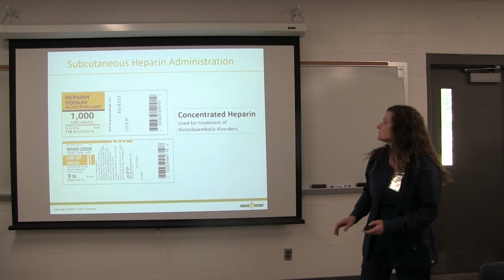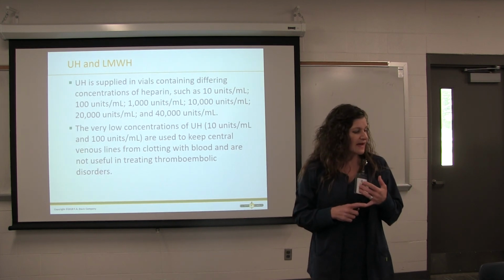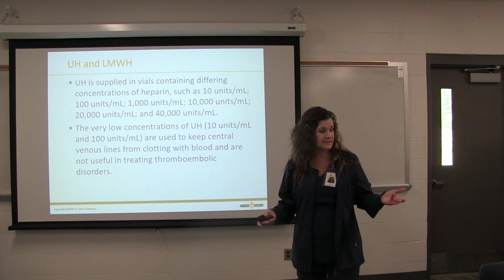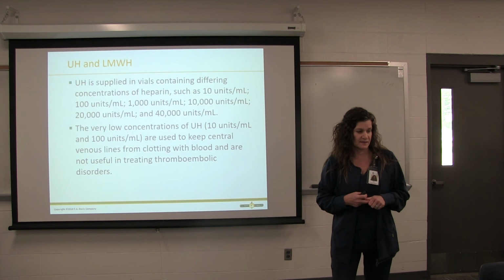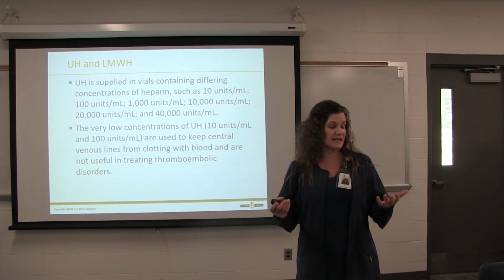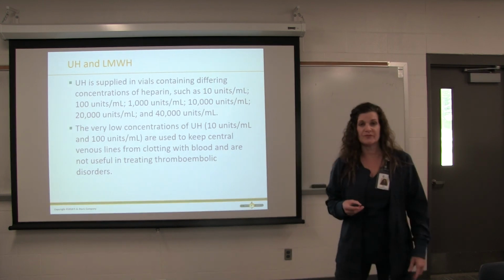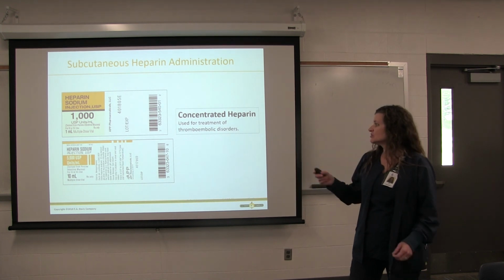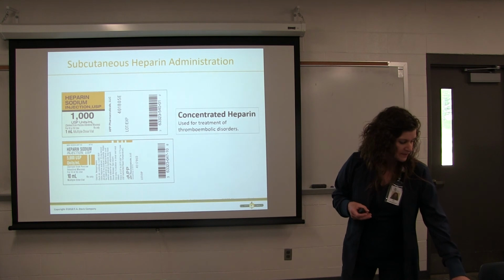Okay, so heparin is supplied in vials, as you can see, in different molecular weights and units. You've got 10 units, 100, all the way up to 40,000. Low concentrations are usually just to keep IV lines open, keep them from being clotted with blood. You've probably heard of heparin locks. And this is just showing a couple of different types of labels that are used.